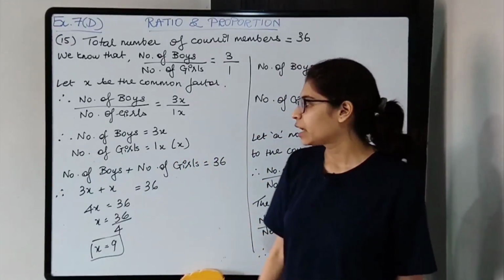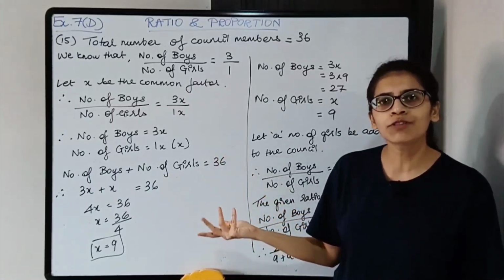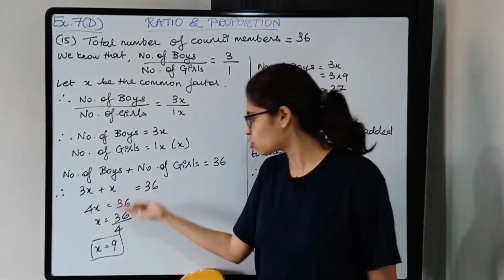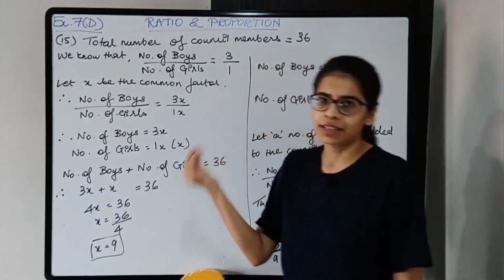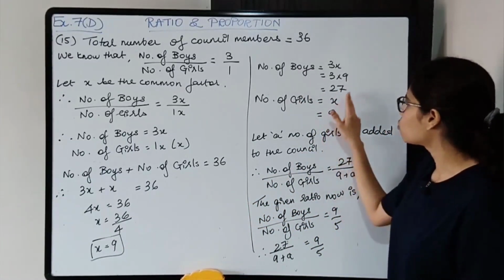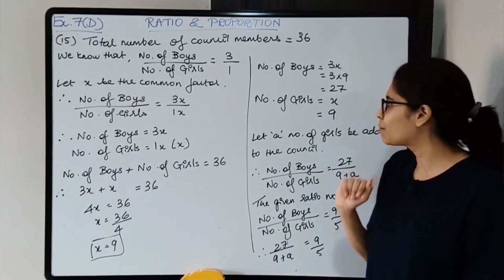Now we know number of boys plus number of girls is equal to total number of council members. So 3x plus x is equal to 36. On solving, you will get the value of x. It is 9. Now you will get the number of boys and number of girls. How many boys and how many girls are there? So boys are 27 and girls are 9.